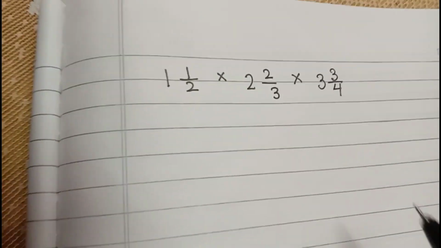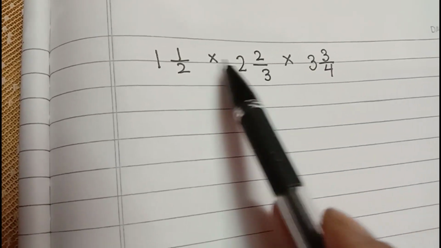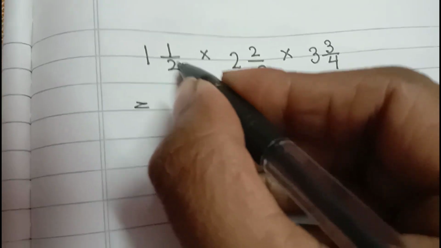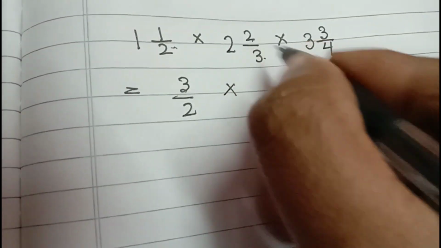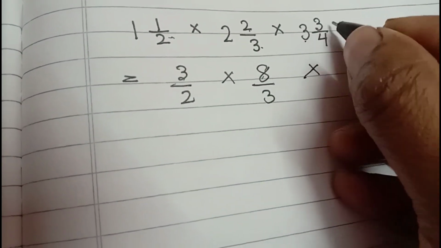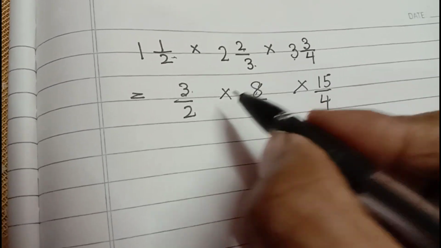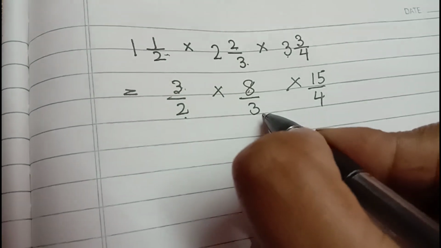Now children, see this question. In this question, I have more than 2 fractions. So first we will change into improper. 2 1s are 2 plus 1, 3 by 2. 3 2s are 6, 7, 8 by 3. 4 3s are 12, 13, 14, 15 by 4. Now we will start with 3. Now 3 is getting cancelled with 2? No. 3 is getting cancelled with 3?